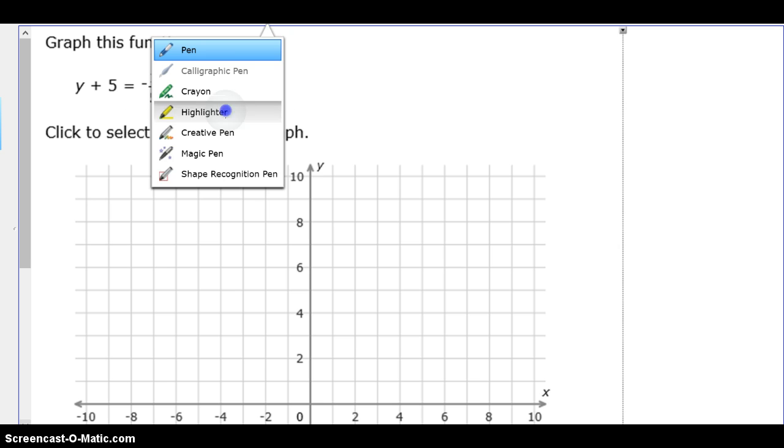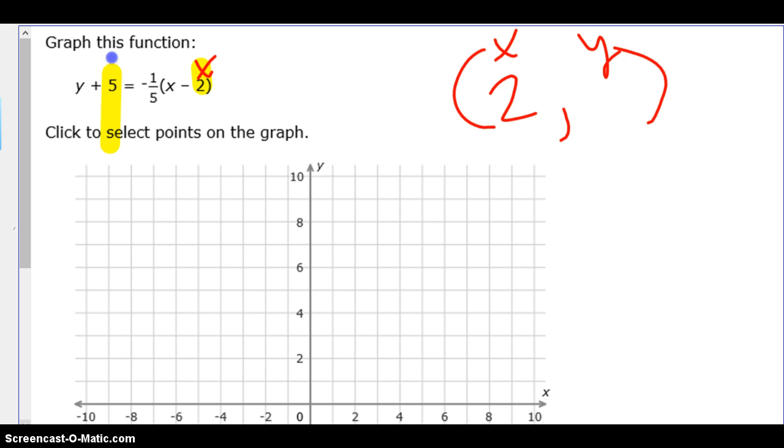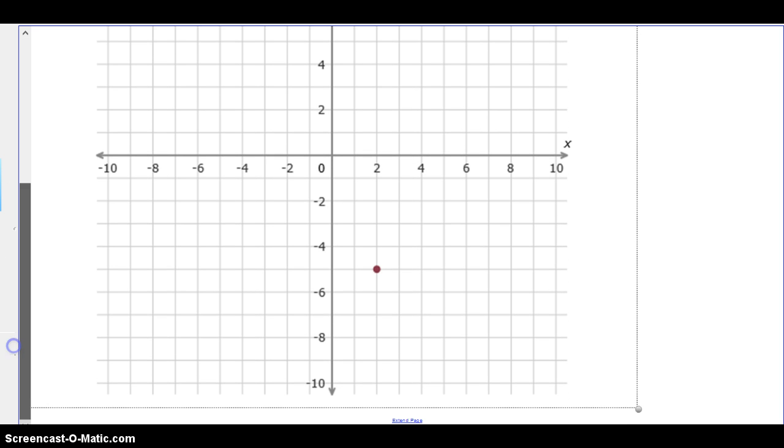All right, let's see. I'm going to highlight. This time I've got y plus 5 equals -1/5 x minus 2. There are my coordinates. The x is 2, the y is 5, but do you notice right there, that's a plus, which makes this -5, because it's originally minus, so minus and negative is what gives you that plus. So I'm going to go in and graph the point 2, -5. Be really careful with that.